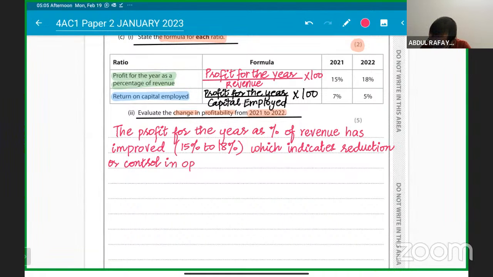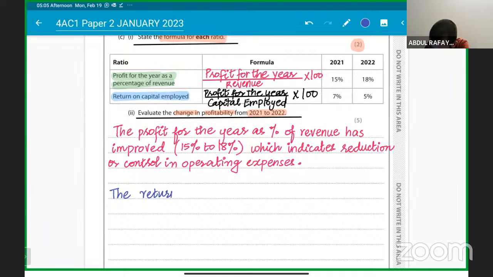So this will give you 2 marks. Once you have talked about why it is improving, you have talked about that it is improving, and why it is improving, you have also given the idea. The profit for the year as a percentage of revenue has improved because of the reduction or control in the operating expenses. Got it? Clear? And for the next one you can write the return on capital employed.